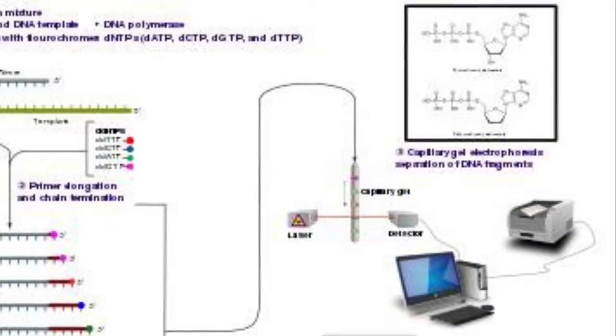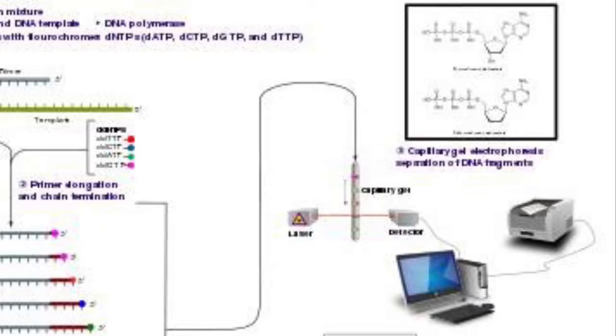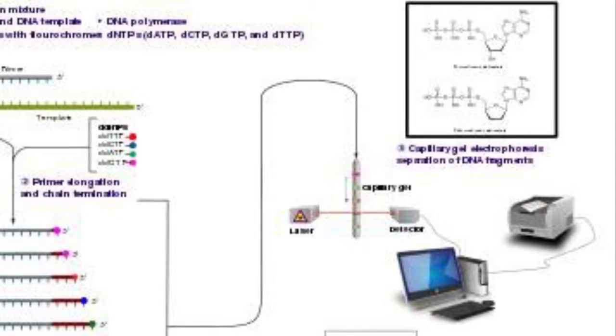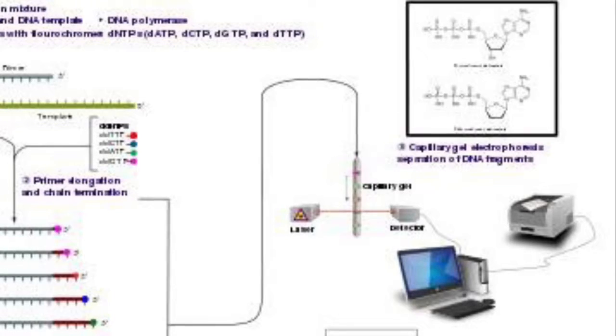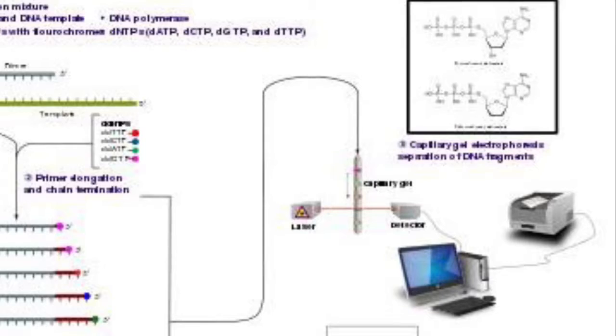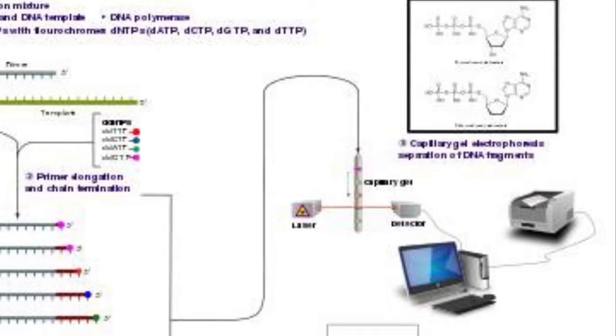The DNA target is copied several times. The fragments are going to be of different size. Fluorescent nucleotides will be at the end of the chain, known as dideoxy. Routinely, up to 800 base pairs can be sequenced at a time.